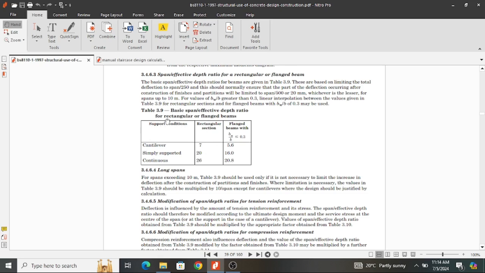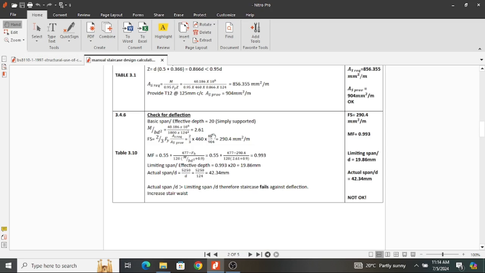Here you consider the support conditions, and the support condition for our case, our staircase is not cantilevered. We assumed it to be simply supported. And sometimes you could have a staircase that is continuous. So for continuous, you use 26 because we are considering a rectangular section. For simply supported, you use 20. And if you have flanged beams, these are the values you are going to use. To go back to our work, now basic span over effective depth, we have agreed we are going to use 20. These are for simply supported. Therefore, you use this formula.